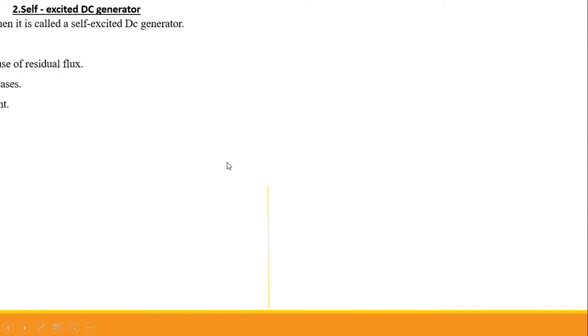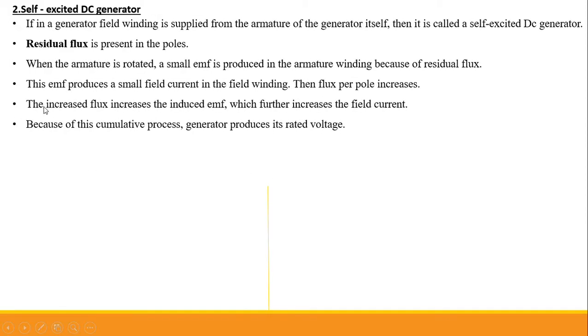Let us take self-excited DC generator. If in a generator, field winding is supplied from the armature of the generator itself, then it is called self-excited DC generator. Here, residual flux plays a vital role. It is present in the poles. When the armature is rotated, a small EMF is produced in the armature winding because of residual flux.